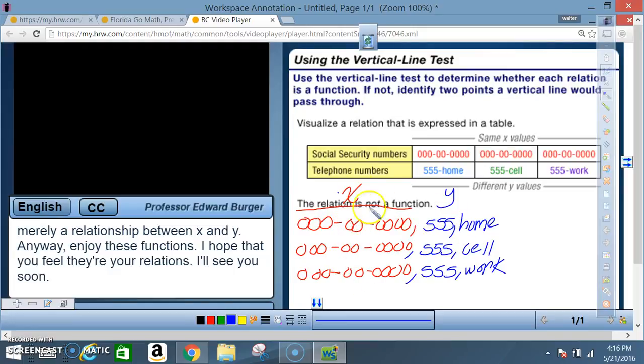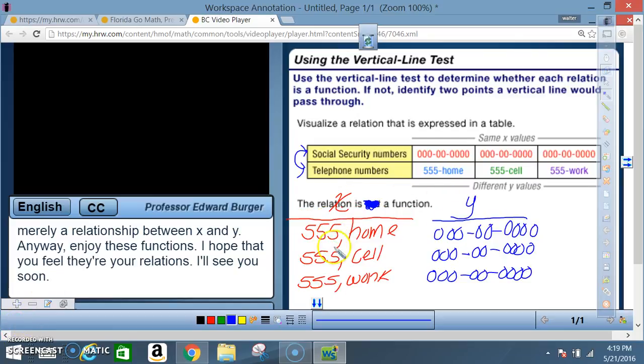All right, all he's saying is if you wrote it out in a table or as an ordered pair, the social security numbers would be your x, and the telephone numbers would be your y. Notice how the x is repeating. The social security number is repeating. Because it's repeating, this makes it not a function.